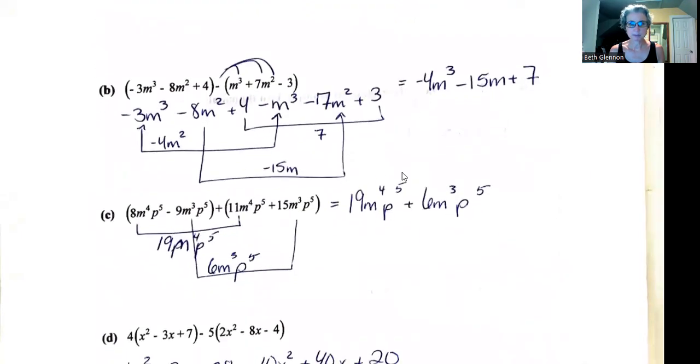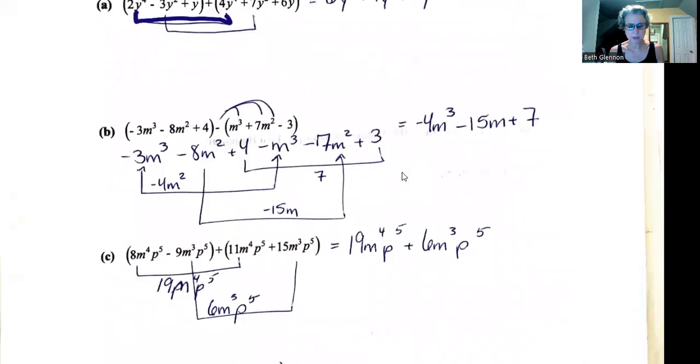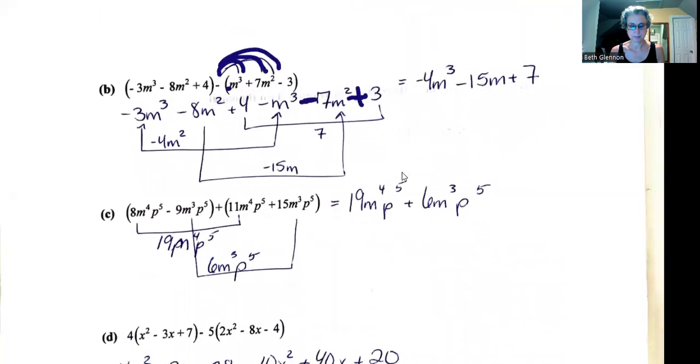In the second problem, please be careful with the minus sign in between. I would always go through and distribute that minus sign first. That's an area that I have trouble with. I don't want to lose my negative signs. So right away, I change this minus m to the third to negative m to the third. Then a negative times a positive gives me a negative here, and a negative times a negative gives me that positive right there at the end. Be careful as you add. Make sure you have like terms.